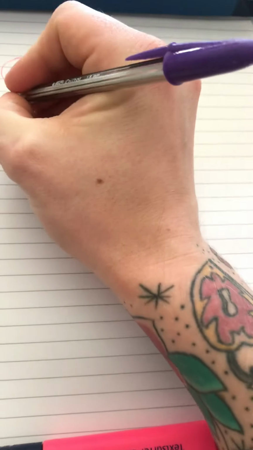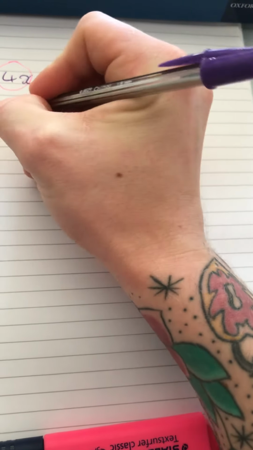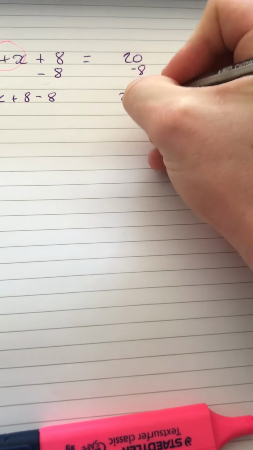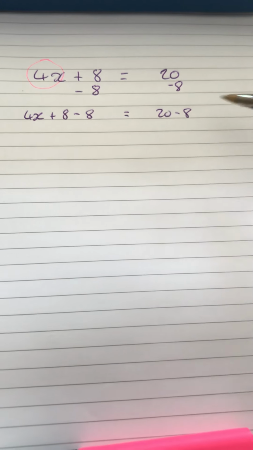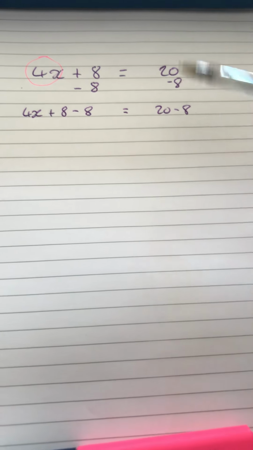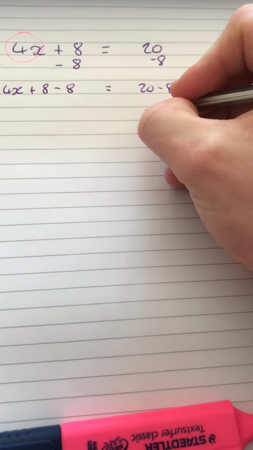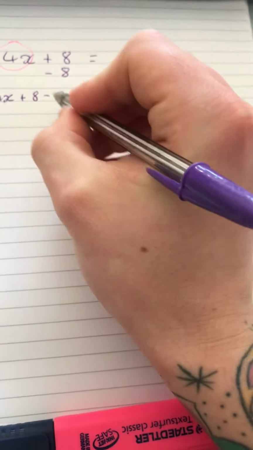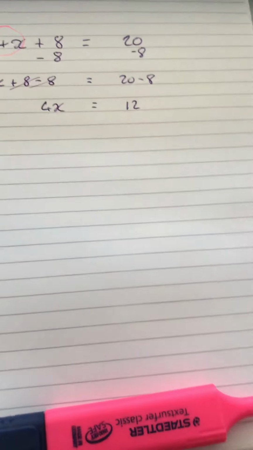So, this is the step that if you're feeling confident with this method, you don't have to keep writing, okay? All it is doing is it's telling you that we're going to take 8 from this, which is what we've done here, and we're going to take 8 from this, which is what we're doing here. That's all it's doing, okay? And then you just do it. So 20 take 8 is 12. 4x plus 8 take 8, they will cancel to leave you with 4x, okay?